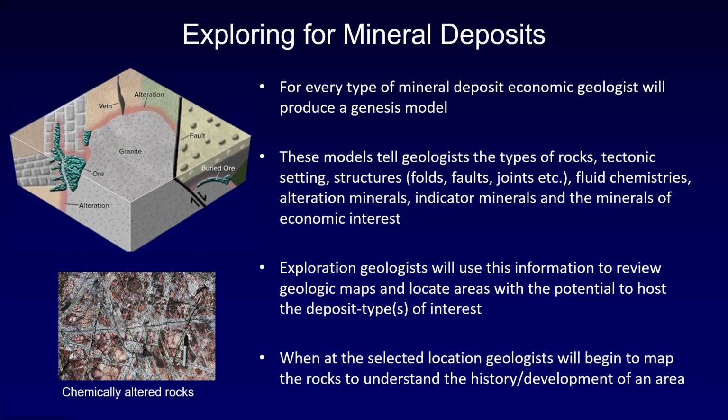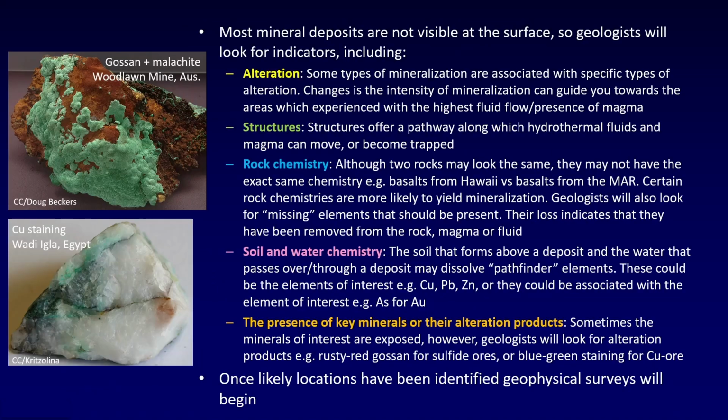And from the fact that there is a lot of alteration, it would suggest that there has been a lot of hydrothermal fluid passing through this rock. I therefore think that this rock is a good potential target to host mineralization. And so then you'll take a sample of this rock and send it to a lab to be assayed to work out what the chemistry of the rock is. So these are the basic steps that a geologist is going to take when looking for a mineral deposit.